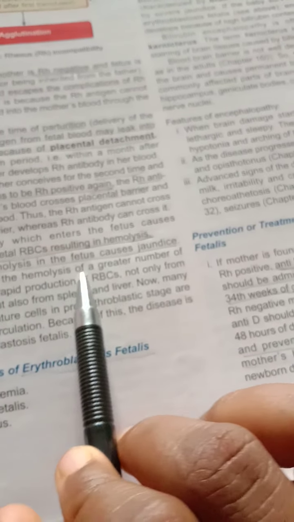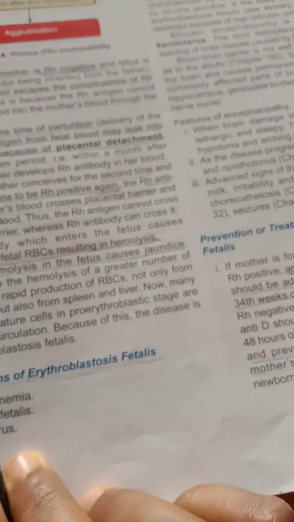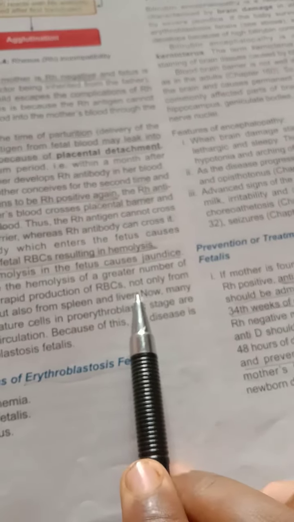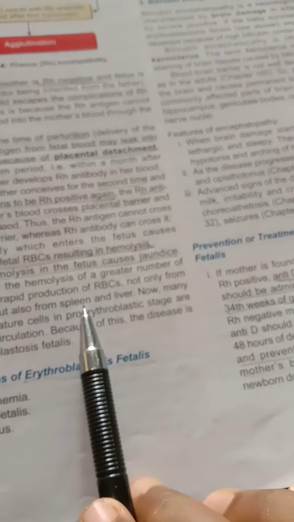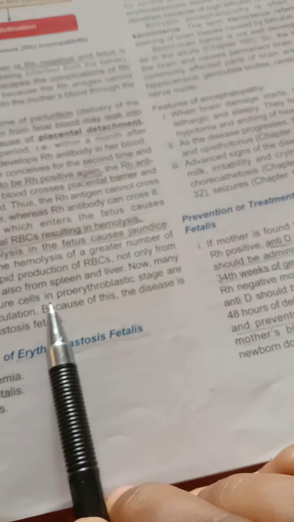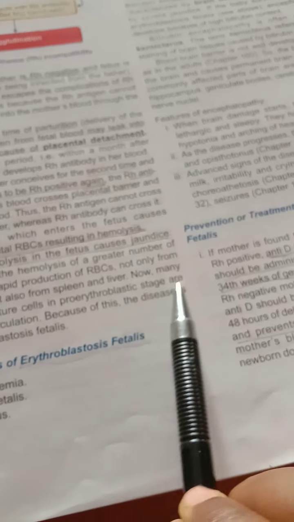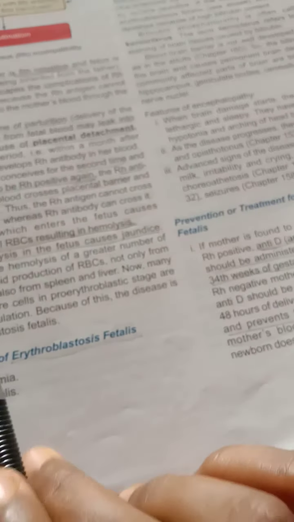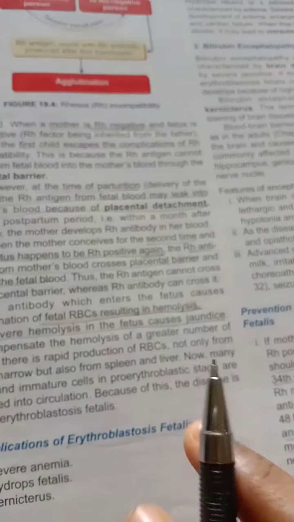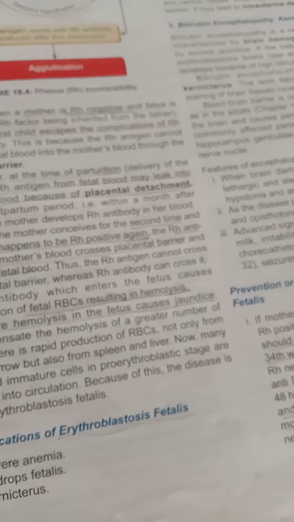To compensate for the hemolysis of a greater number of RBCs, there is a rapid production of RBCs not only from the bone marrow, but also from the spleen and liver. Now, many large and immature cells in the proerythroblastic stage are released into the circulation. Because of this, the disease is called erythroblastosis fetalis. Okay, I hope you understand. I will explain it clearly on paper.